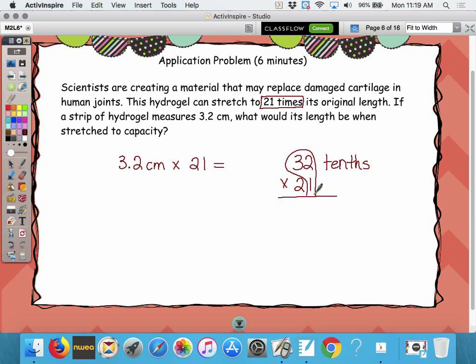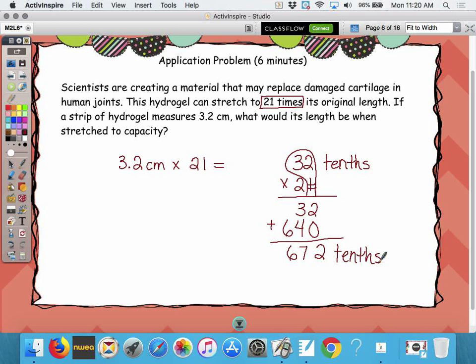Okay. So 2 times 1, 3 times 1. Anything times a multiple of 10? Add a 0 to the end. Good. 2 times 2, 4. 2 times 3. Okay, now I'm going to ask a question. So here's how we write it.